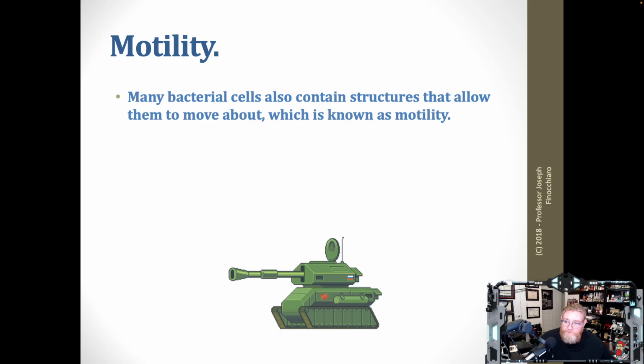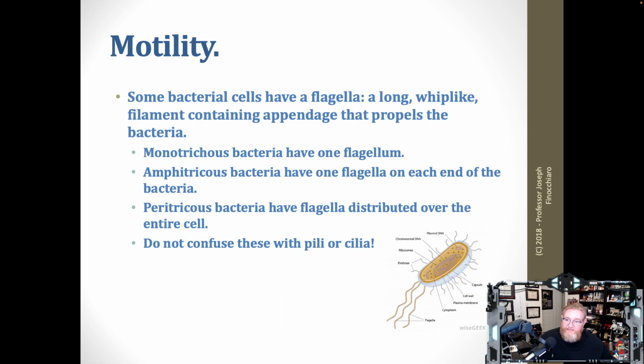Motility. Many bacterial cells also contain structures that allow them to move about, which is known as motility. Some bacterial cells have a flagellum, a long whip-like filament-containing appendage that propels the bacteria. Monotrichous bacteria have one flagellum. Amphitrichous bacteria have flagella on each end of the bacteria. Peritrichous bacteria have flagella distributed all over the entire cell.